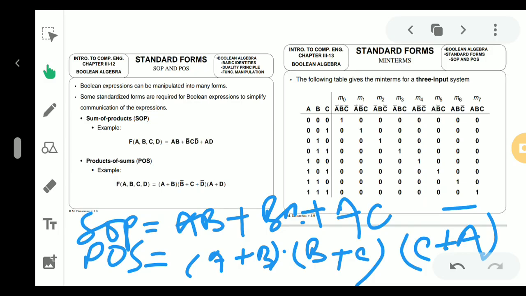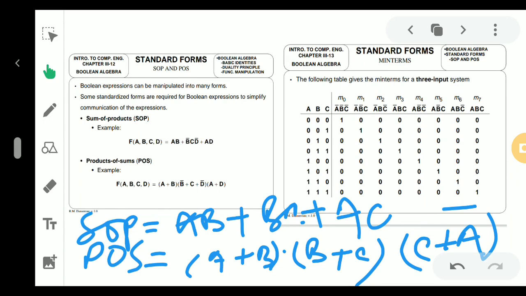Sum of product doesn't mean first of all we will sum and then we will find out the product. No, this is a wrong concept. First of all we will find out the product and then we will add it. Or in case of POS, first of all we will find out the sum and then we will find out the product. Okay, so this is SOP and POS.